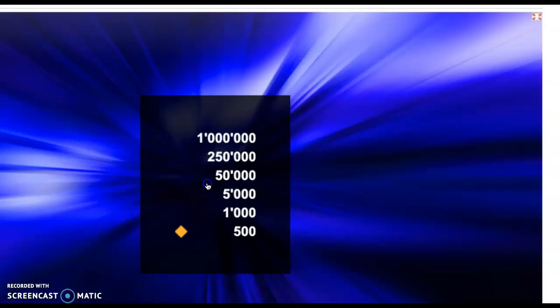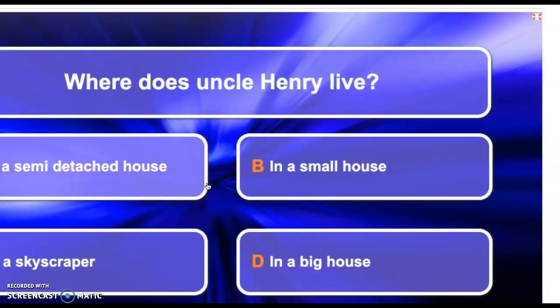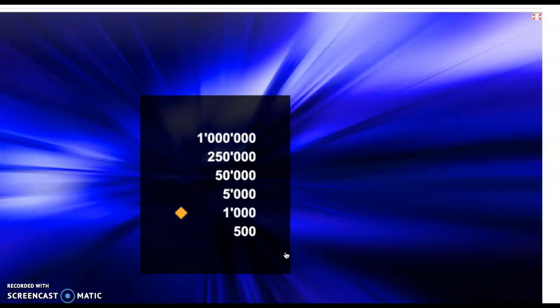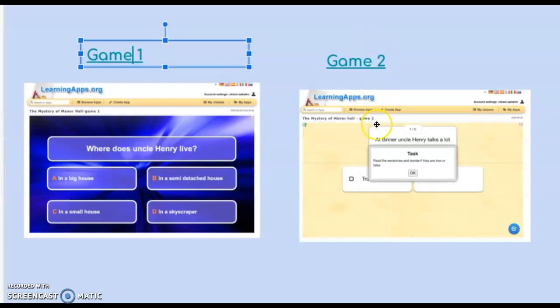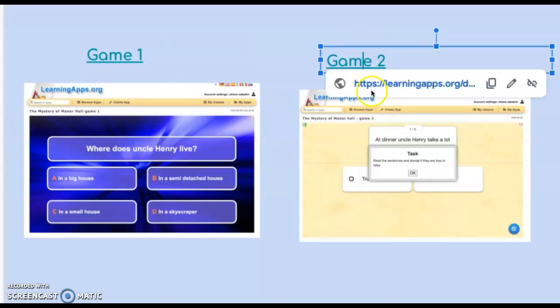You can try again, okay? And then you start again all over. So, where does Uncle Henry live? In a big house, and then you can go on. After that, you have another game here, and it's always the same procedure. You click on the link and do the game. Of course, again, you can do the game as many times as you want to.